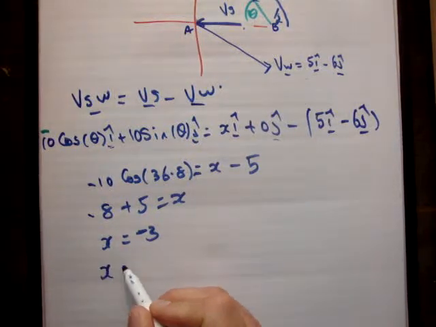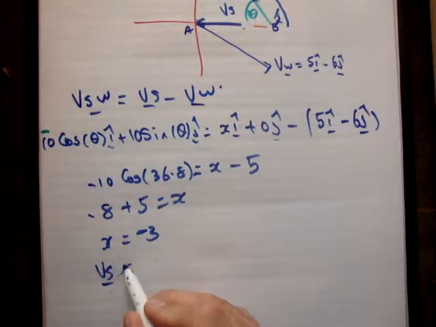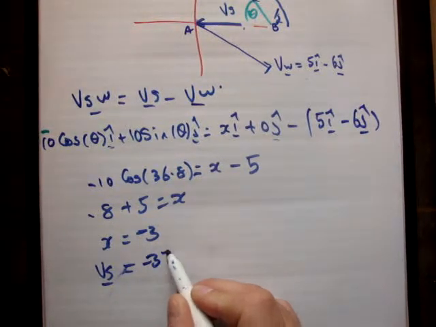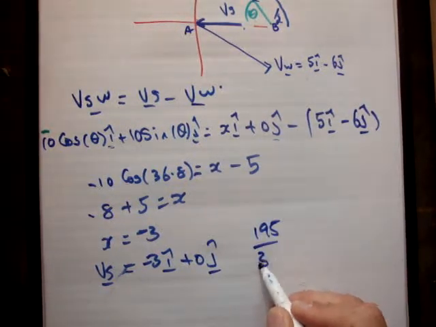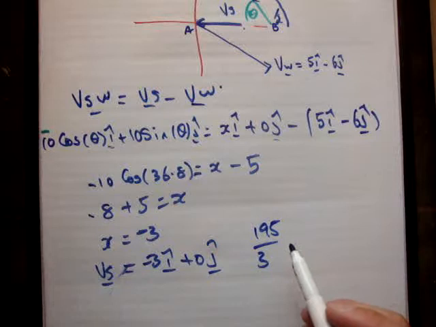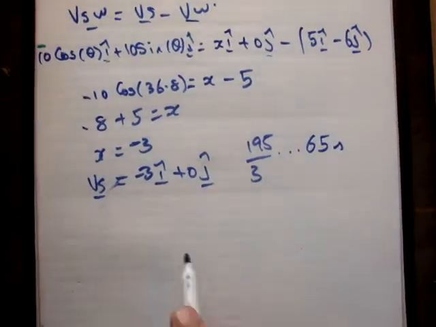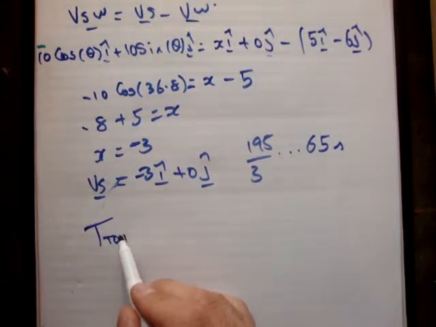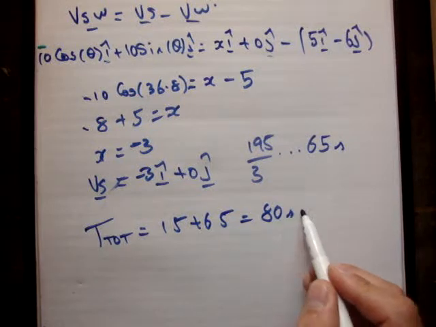So therefore the velocity of the ship is equal to negative 3 i hat plus 0 j hat. So we just divide 195 by 3, and we're going to get 65 seconds. So the time total, t total, is equal to 15 plus 65 is equal to 80 seconds, which is correct.